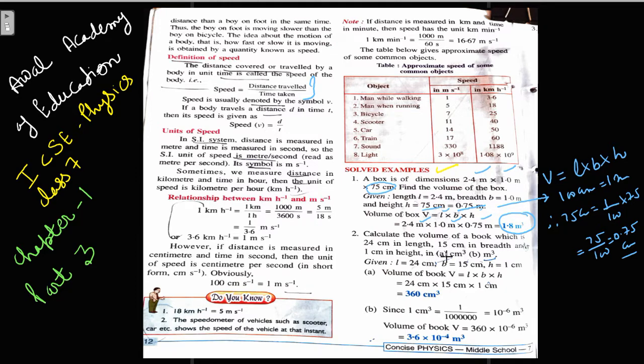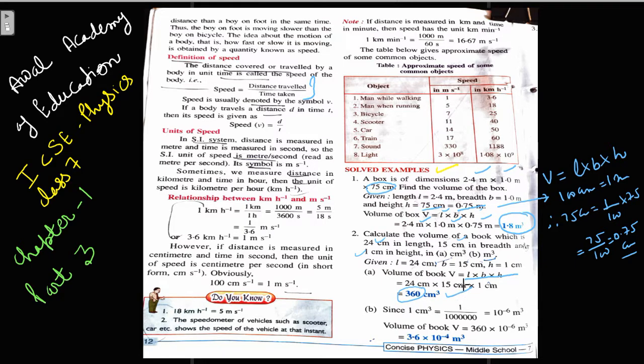Calculate the volume of a book which is 24 centimeter length, 15 centimeter breadth and 1 centimeter height. All three are in centimeter. So the book is also in the shape of a cuboid, so the formula will again be length into breadth into height. So no need to panic. Multiply it out and you will get 360 centimeter cube.